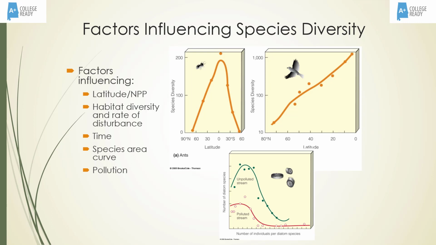As you see here, this is showing number of diatom species in a polluted versus an unpolluted stream. You may remember from the soil section talking about diatomaceous earth. These are the little things that are crushed up in that earth to help rid off pests.